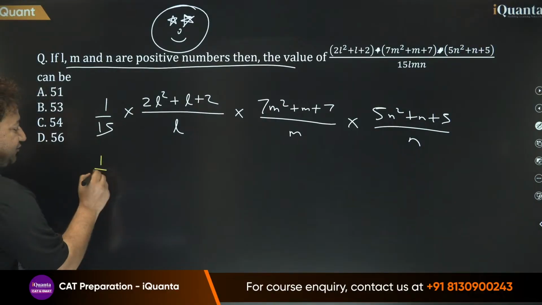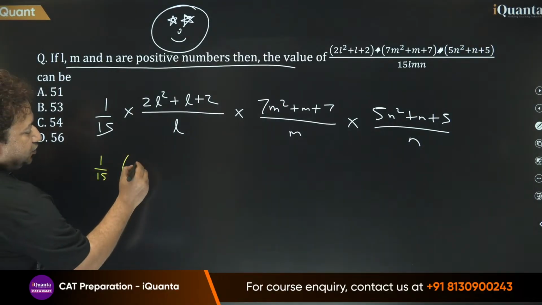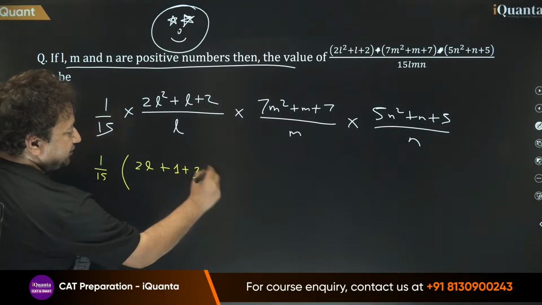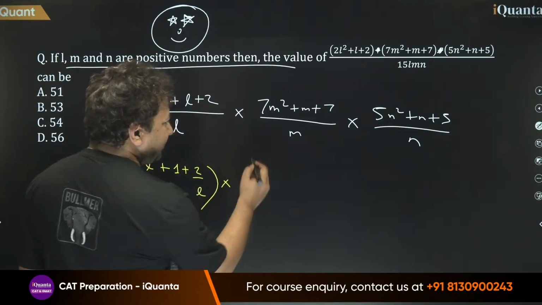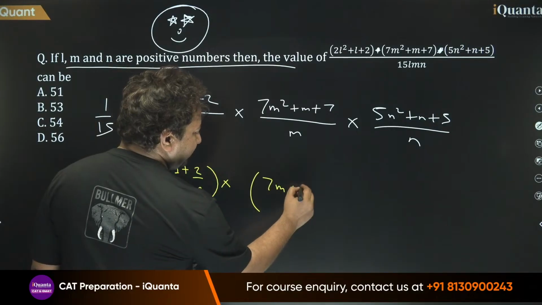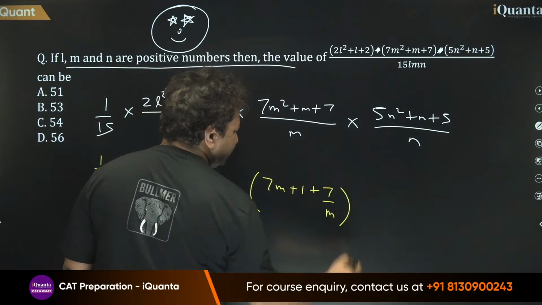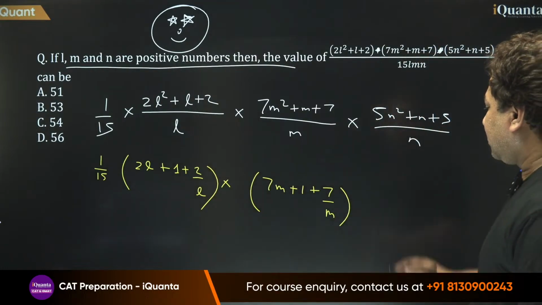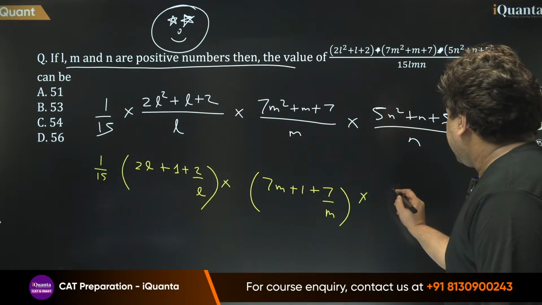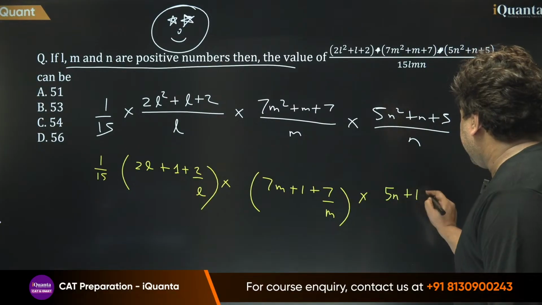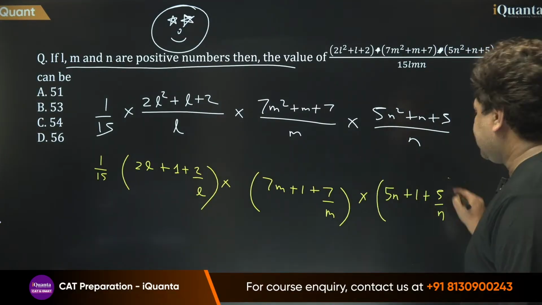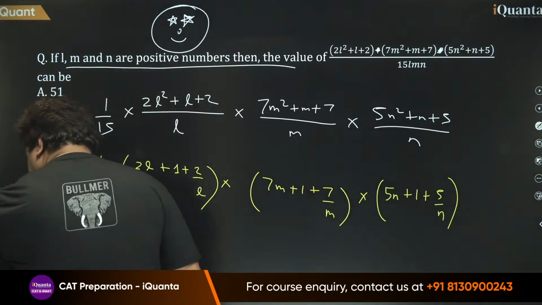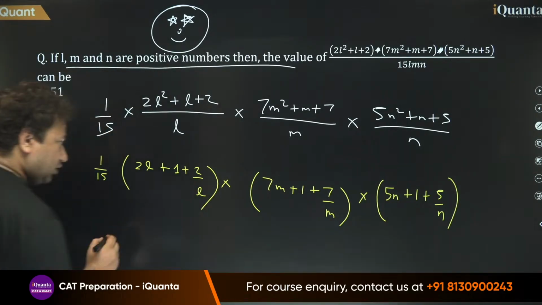How? Now what do I get? I'll get 1 by 15, and here I'll get 2L plus 1 plus 2 upon L. Nice. Okay. Then here I'll get 7M plus 1 plus 7 by M. Okay. Is that fine? And here I'll get 5N plus 1 plus 5 by N, and I will close the bracket. This is what I have with me. Having said that, there is something which we need to understand. Also, I'll write one more thing.